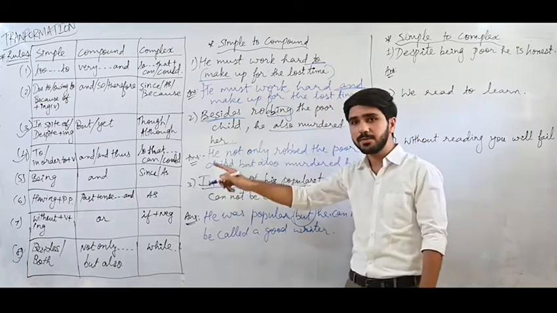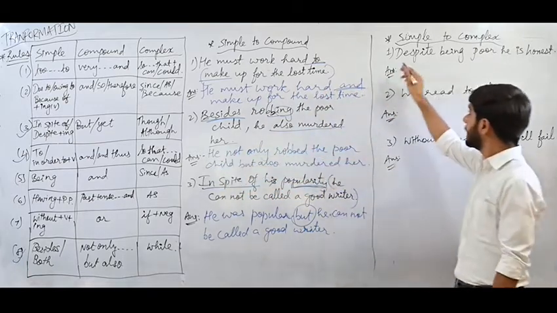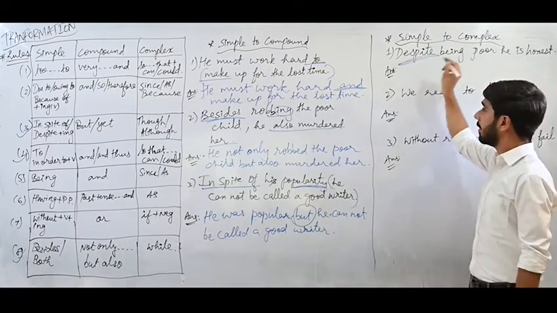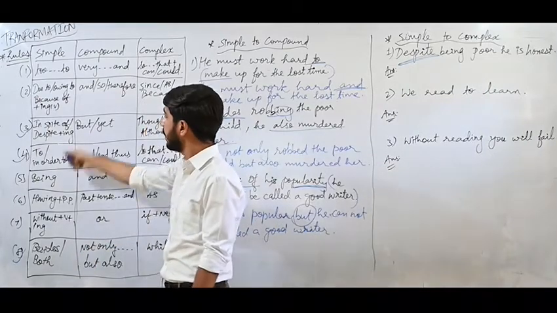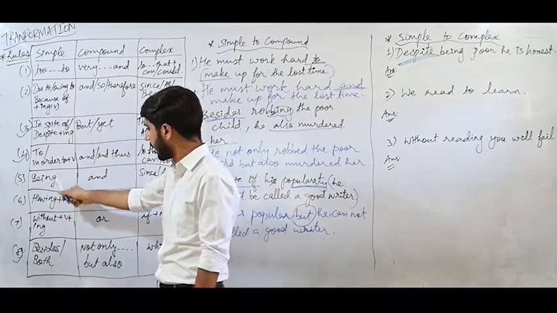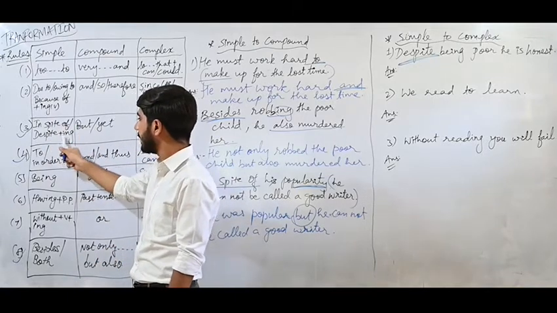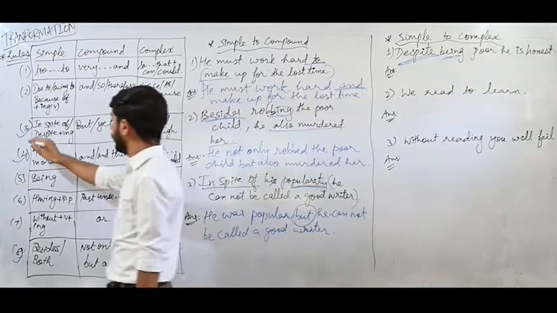Now let us see how to change from simple to complex, and for that also the same table will help you. See the example. Despite being poor, he is honest. So can you see the word despite? Whenever you see the word despite, just see the table. Where do you see despite? Can you see the despite over here, the word? Yes, I can see over here. Despite plus ing is given. Despite being poor. So that is again rule number 3.